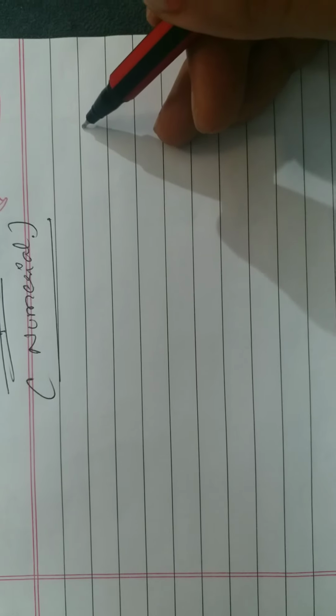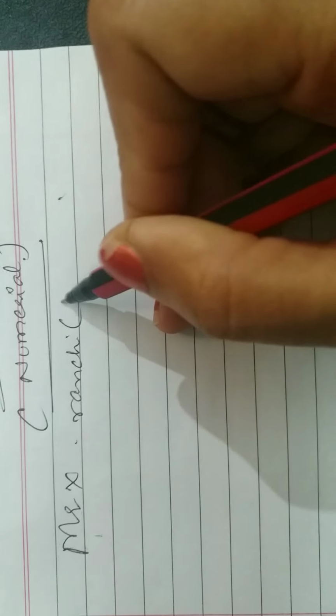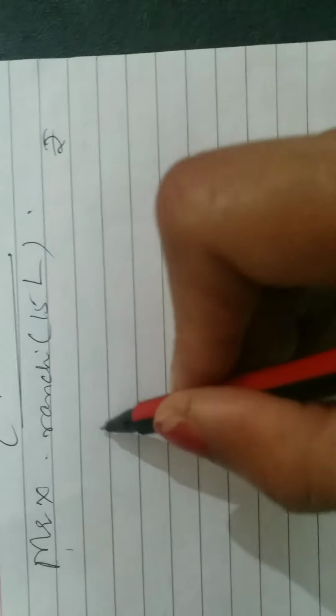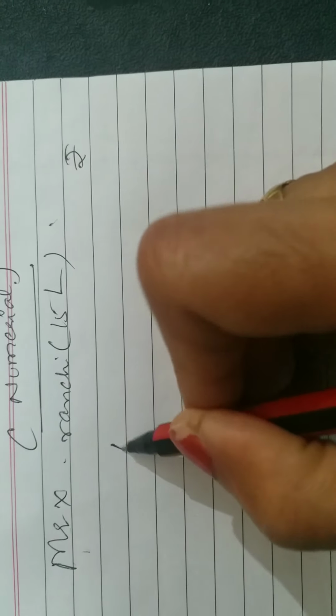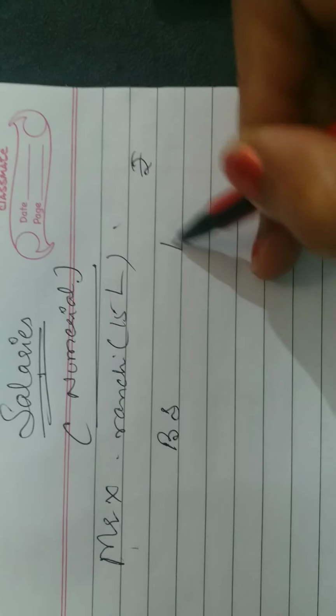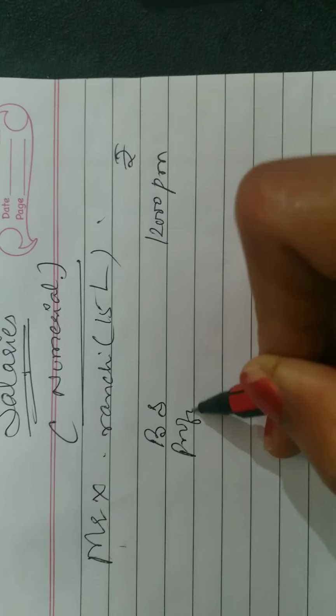Firstly, let me tell you that this numerical came in exams in 2017 in one of the university's question papers. So Mr. X belongs to Ranchi, and the population there is given as 15 lakh, and the details are provided to us. We will take up those details and discuss them side by side. The basic salary is given as 12,000 per month, and then profit bonus is given.